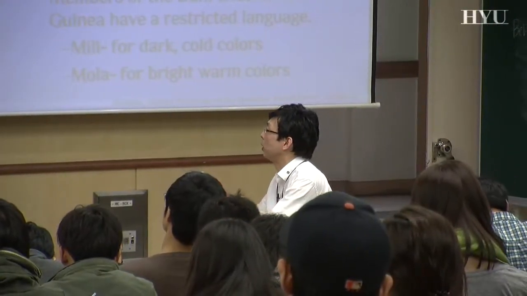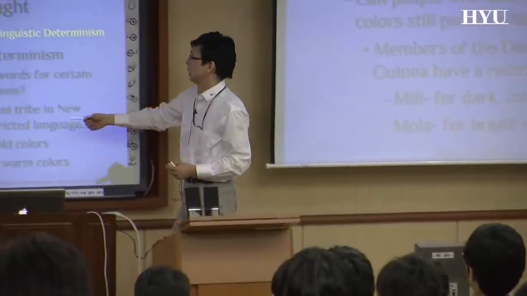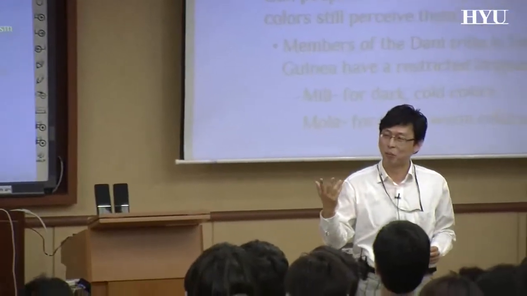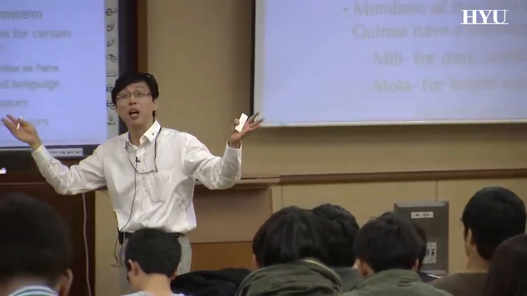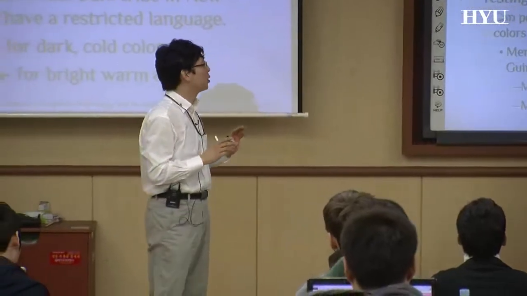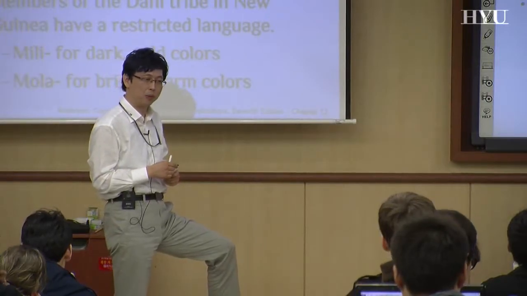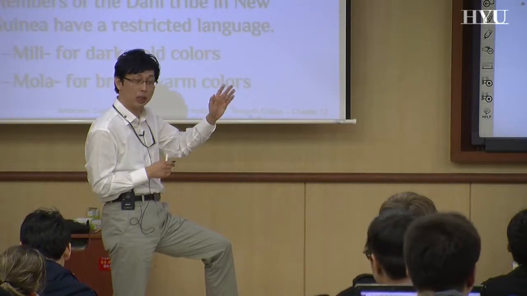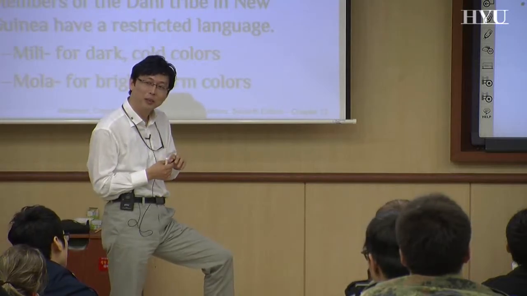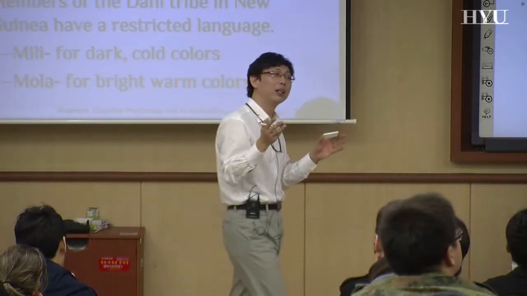So the first test was this one. One of the tribes in New Guinea is called Dani. Okay? They can recognize only two colors, black and white. Of course, English people, yesterday I mentioned the 11 colors, right? Normally 11 focal colors we can identify, right? 11 versus 2. So the question is, can people who lack a word for a certain color still perceive them? Which means whether Dani people can see pink or purple or blue, even though they don't have any word for pink or something.